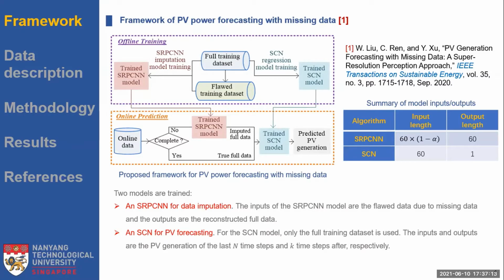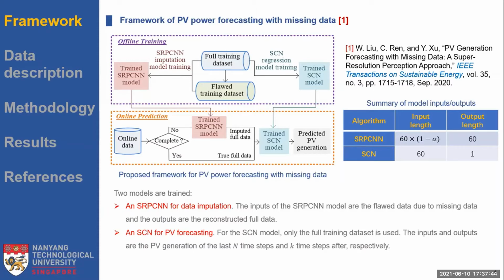Then at the online prediction stage, we first judge if the online data contains any missing values. If yes, it will be input to the SRP-CNN model to recover the full input data, which will then be input to the SCN model, which is used as the regression model. Finally, the SCN model will output the predicted solar power.